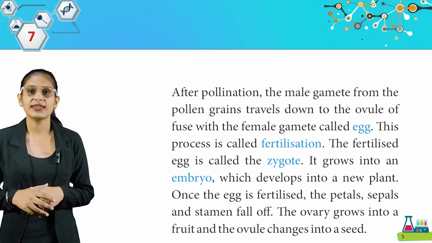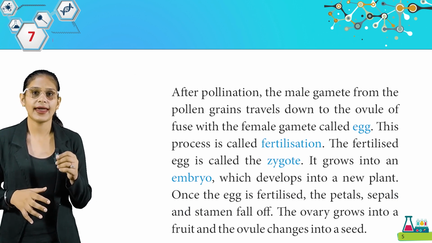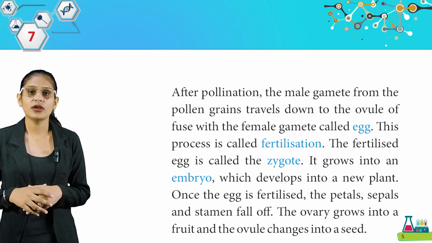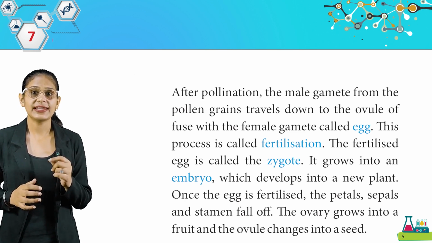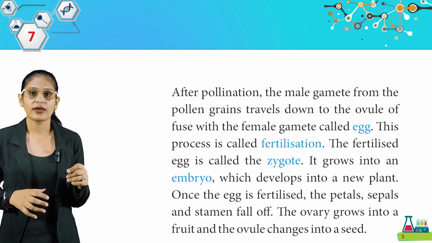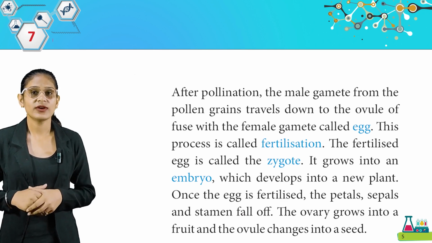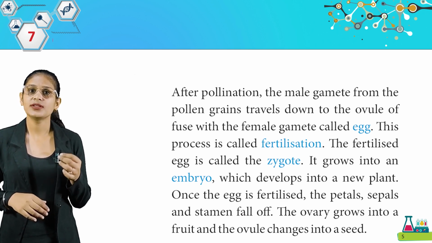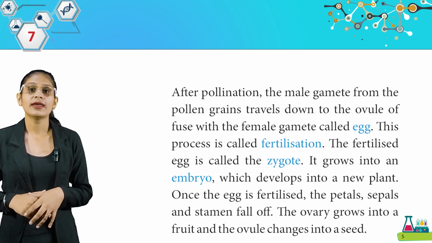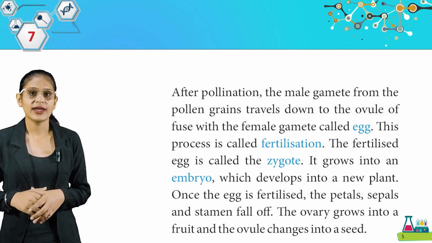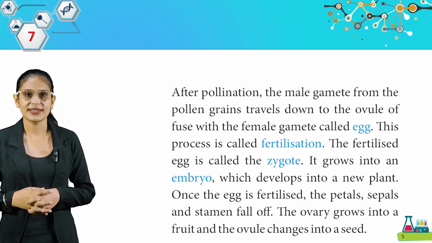After the pollination, the male gamete from the pollen grains travels down to the ovule and fuses with the female gamete called the egg. This process is called fertilization. The fertilized egg is called the zygote. It grows into an embryo which develops into a new plant. Once the egg is fertilized, the petals, sepals and stamens fall off. The ovary grows into a fruit and the ovule changes into a seed.